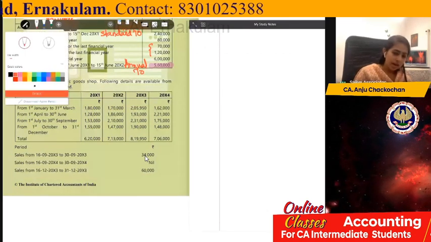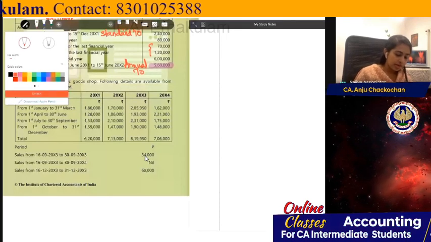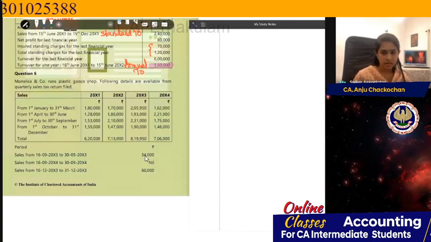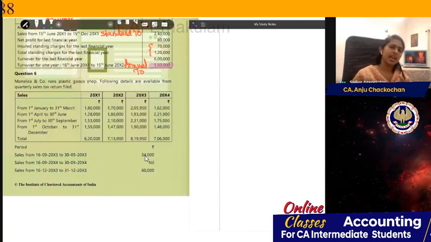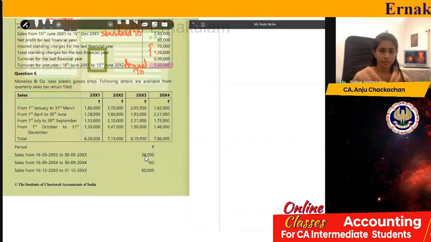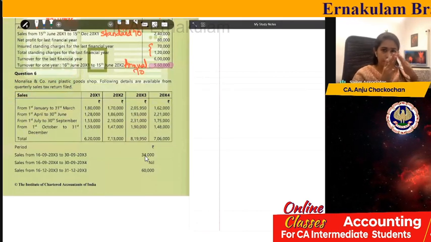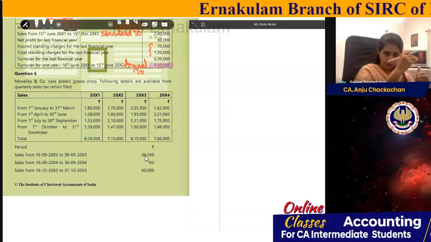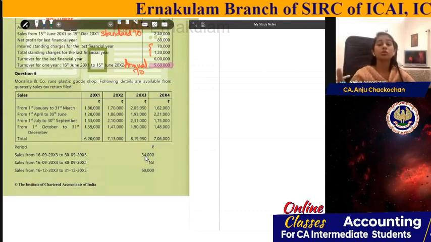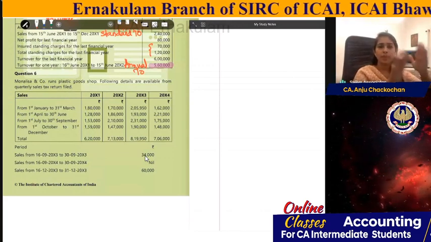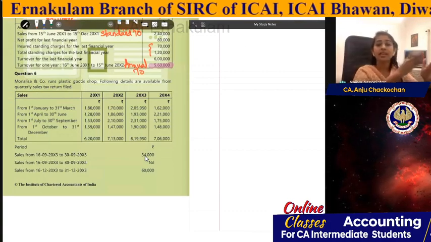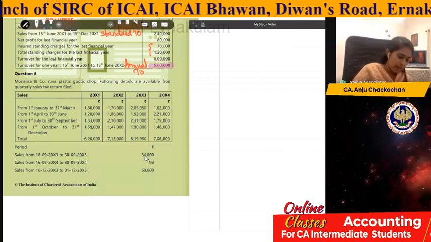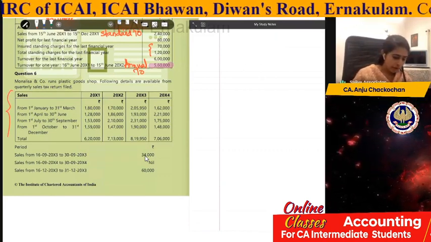Monalzi and Company runs a plastic goods shop. The following details are available from the quarterly sales tax returns filed. The only issue is that every question we are dealing with has a different adjustment. Here they have split and given different years' turnover, and for 1 year they have split the total turnover into 4 quarters. They've given the split data for 4 years.